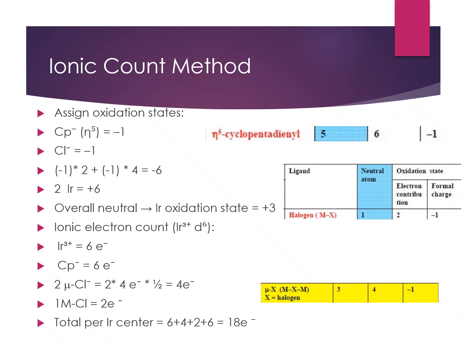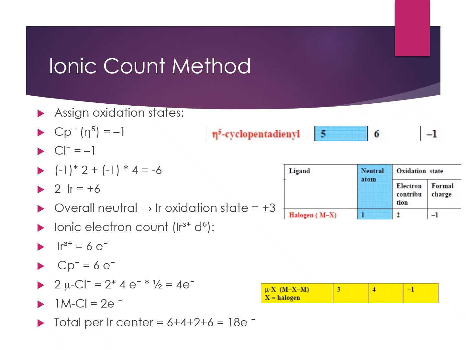And since there's two of them, that would be 8 electrons. But since they're bridged to both metals, we'd have to divide that by 2, making it 4 electrons. The terminal chloride has an electronic contribution of 2 electrons. Overall, this gives an ionic count of 18 electrons.